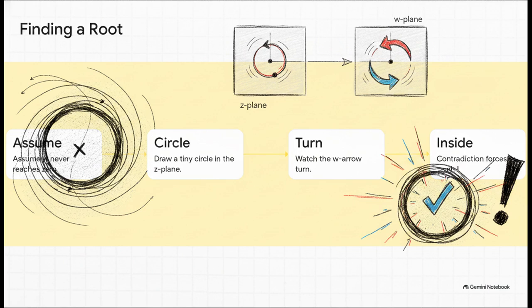Okay, now go back to your input map and draw a tiny circle, walking your input point all the way around it. If you watch the corresponding w arrow in the output map, the strict rules of complex math dictate that it must also turn. And because it's forced to turn and wind all the way around its starting point, it inevitably penetrates that forbidden region we just imagined. Boom, we hit a contradiction. The output is physically forced inside toward 0, which proves for sure that a root absolutely must exist.